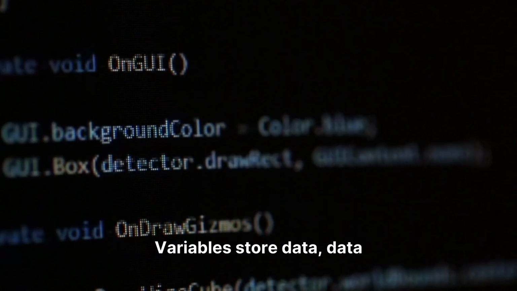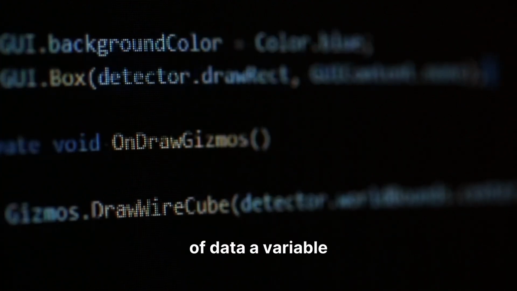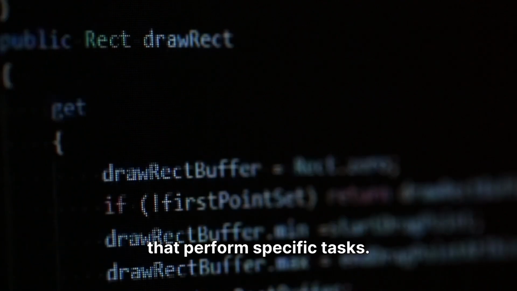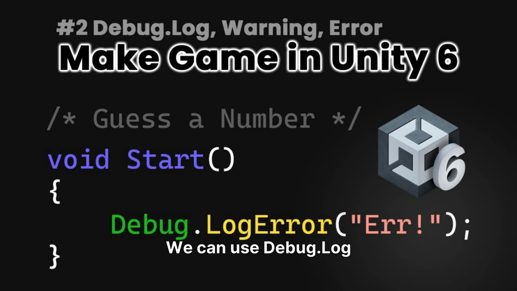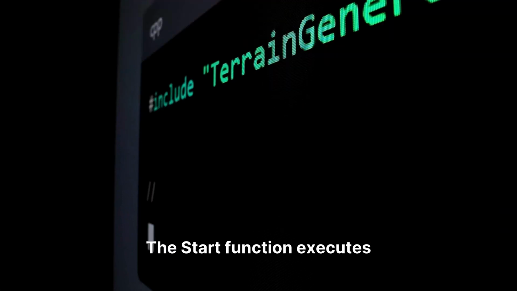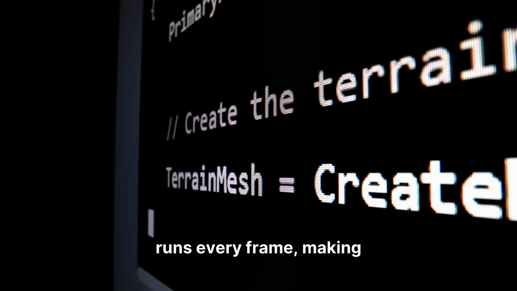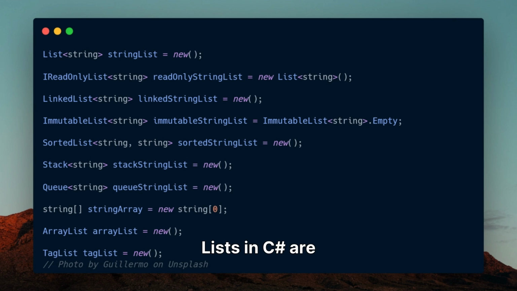Variables store data. Data types define the kind of data a variable can hold, and functions are blocks of code that perform specific tasks. We can use Debug.Log to print messages to the Unity console, which is incredibly useful for debugging and understanding our code's execution. The Start function executes once when the script is enabled, while Update runs every frame, making them essential for game loop management.